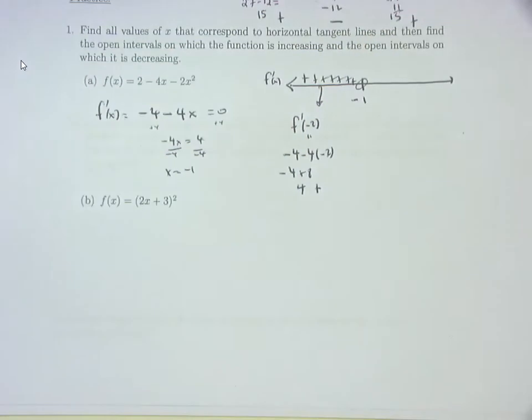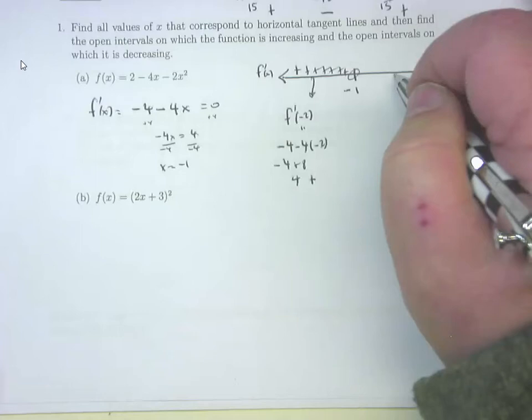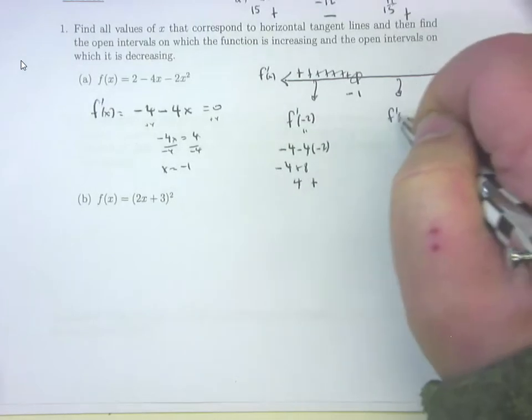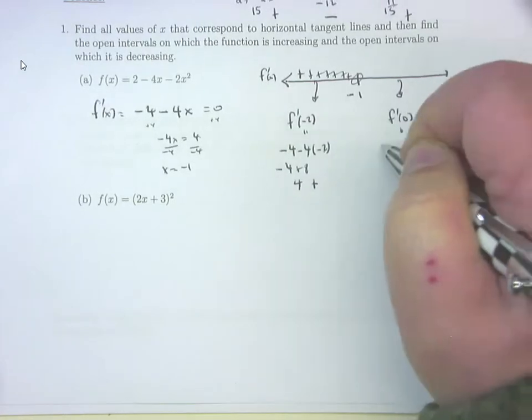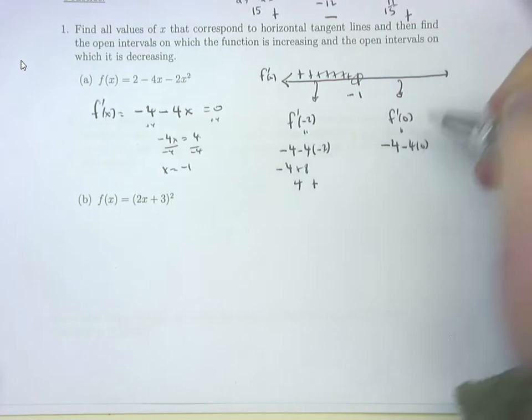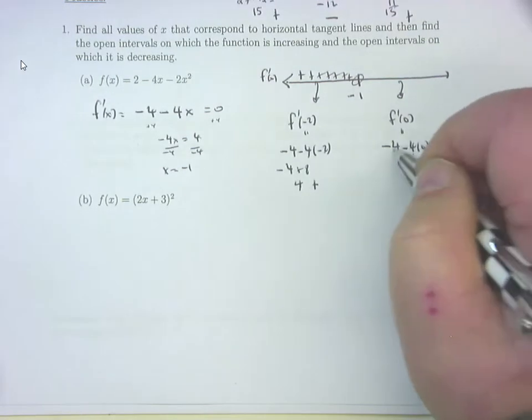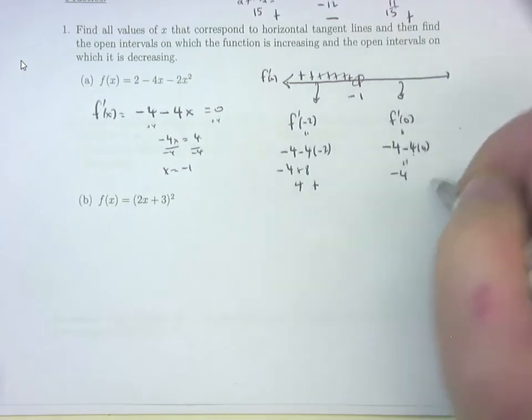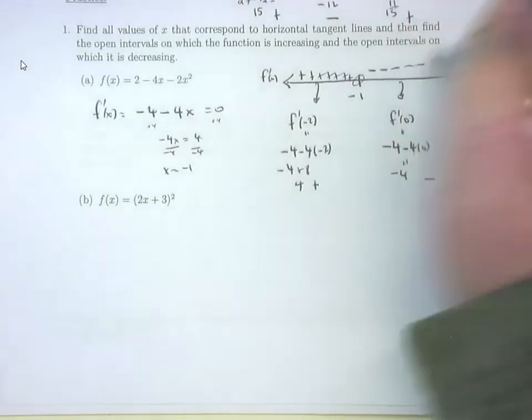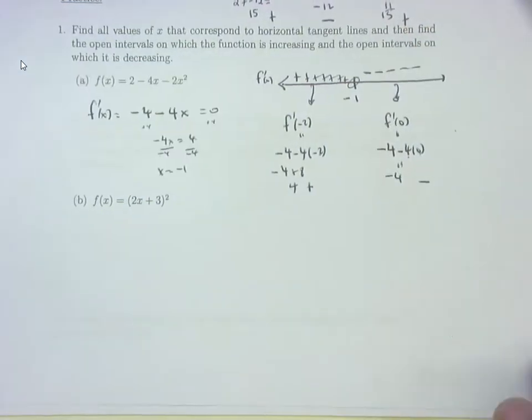Now, pick another test value on the right next interval. Pick a number, use your brain, that is bigger than negative 1. Good choice, 0. So f prime of 0 would be negative 4 minus 4 times 0. 4 times 0 is 0. Negative 4 minus 0 is negative 4. That is negative. So everybody in that interval is negative.